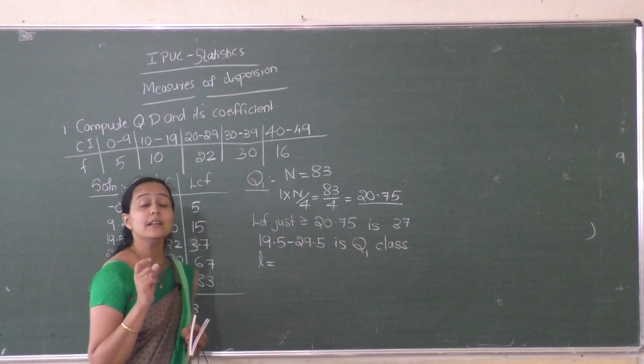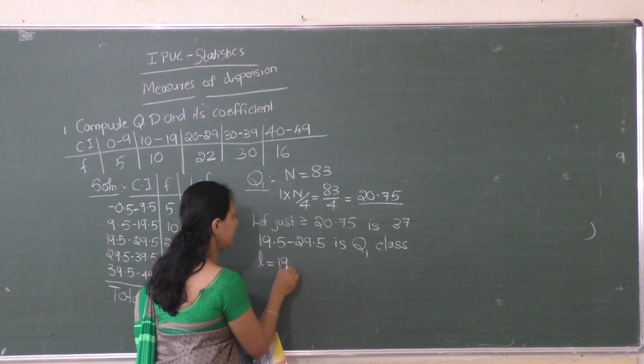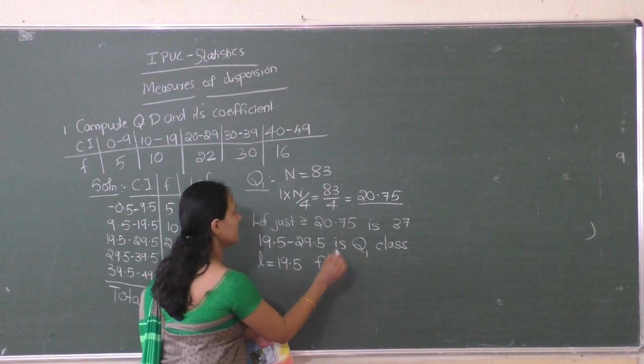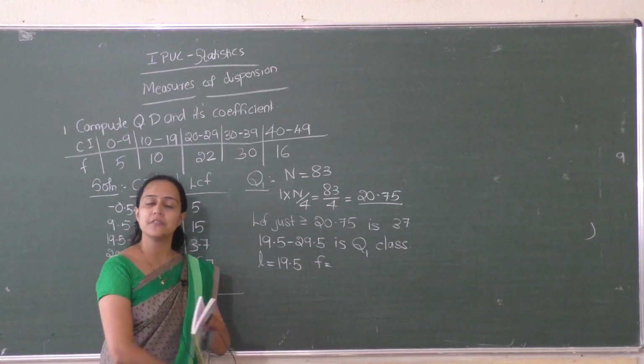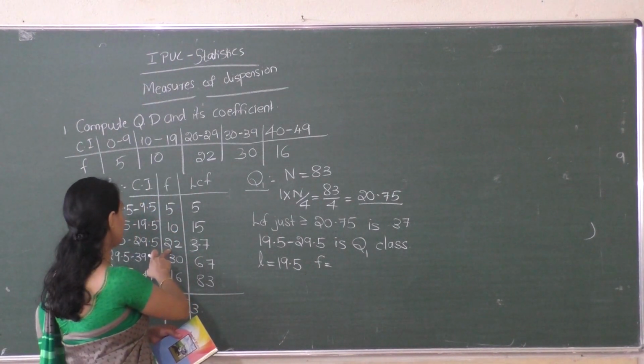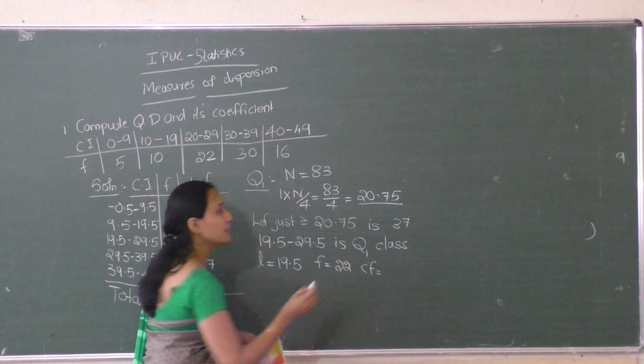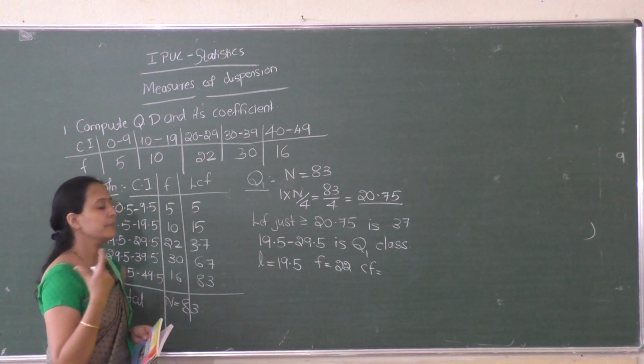L means lower limit of this one. L is 19.5. F is frequency of this class. Frequency is 22. CF means cumulative frequency just above the Q1 class.